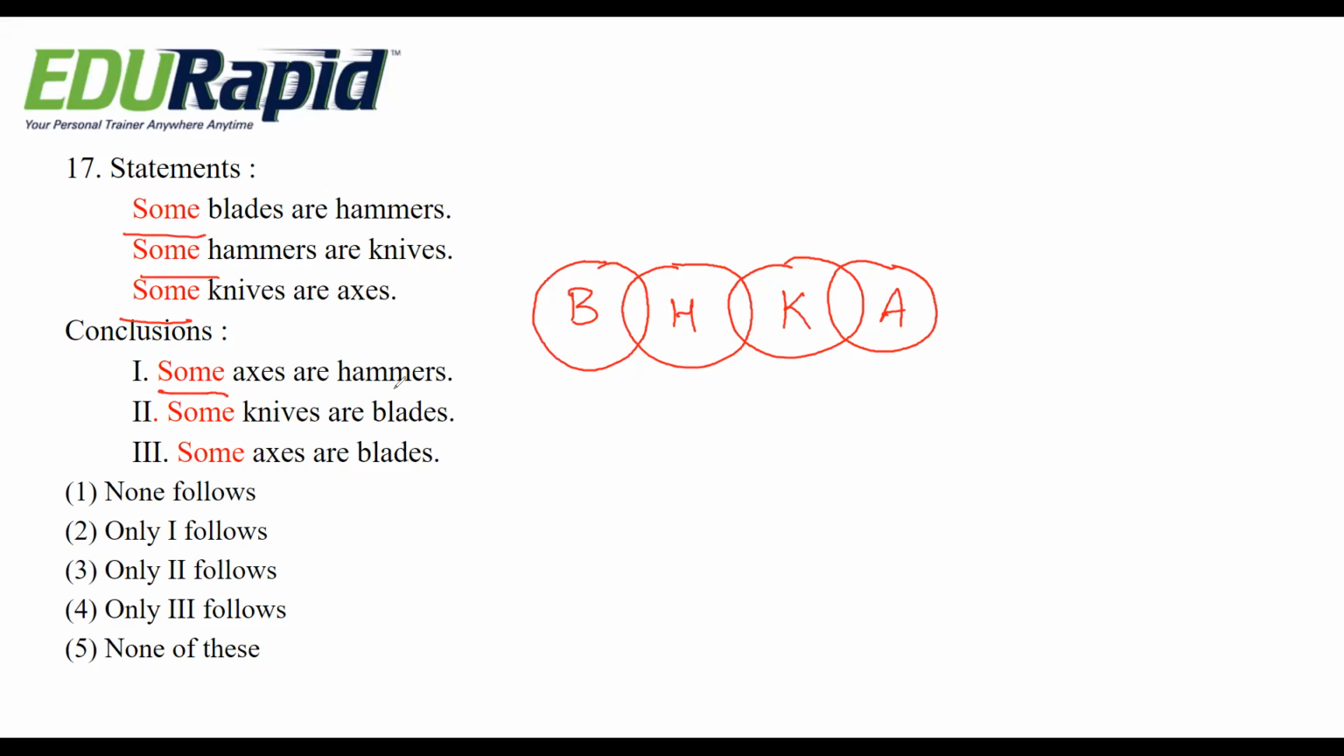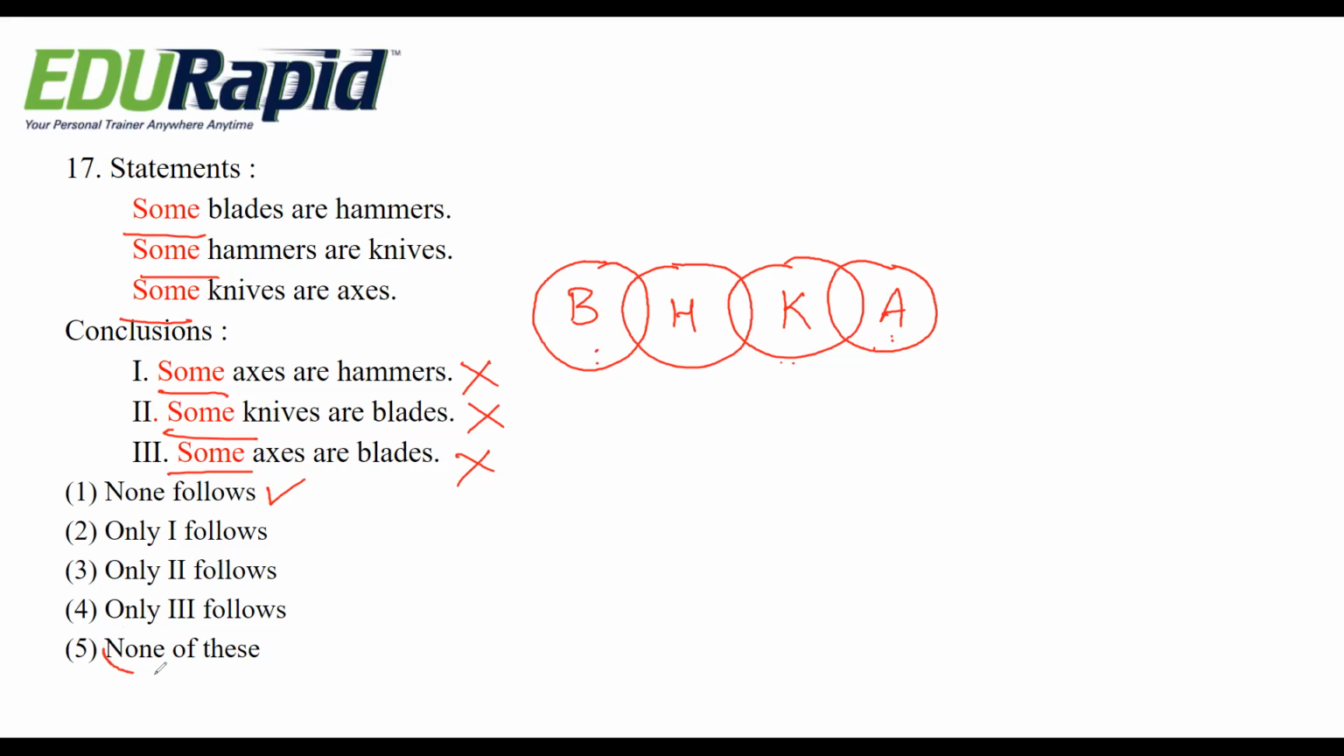Conclusion: some axes are hammers. No, it does not follow because the H and A circles are not connected to each other. Second conclusion, some knives are blades. It also does not follow because circles K and B are not connected. Third conclusion, some axes are blades. No, it also does not follow because circles A and B are not connected. So the right answer is none follows.